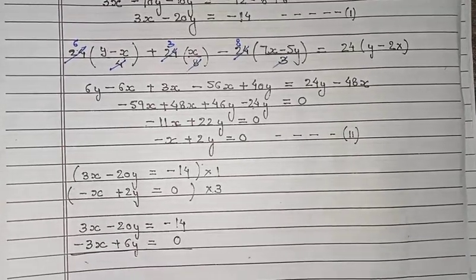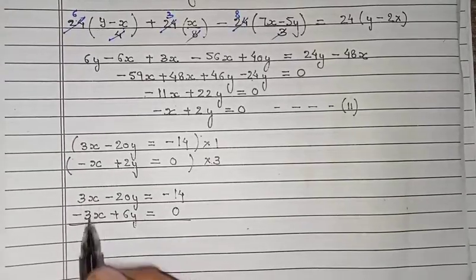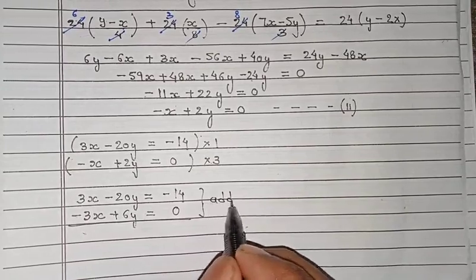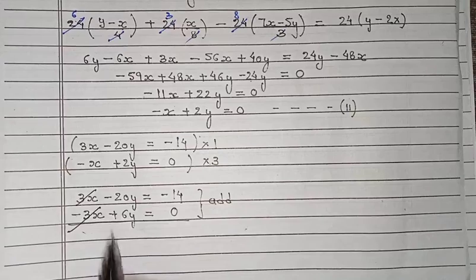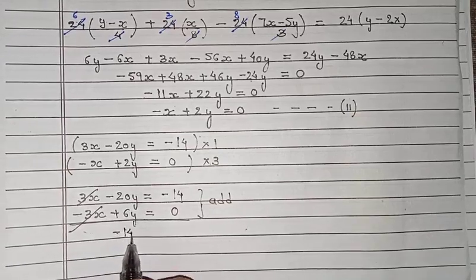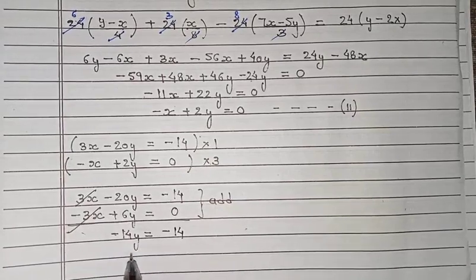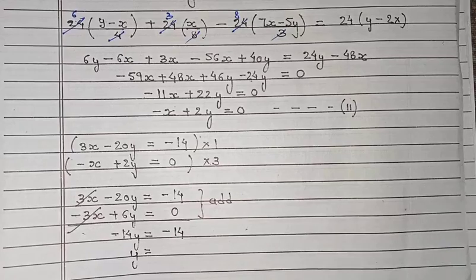x is having the same coefficient with opposite sign, so we will add these two equations. This will cancel out, so we will be getting minus 14y is equal to minus 14. So this will give you the value of y.